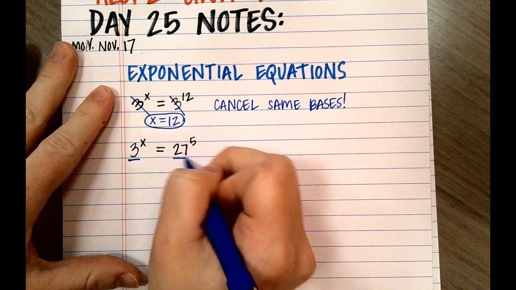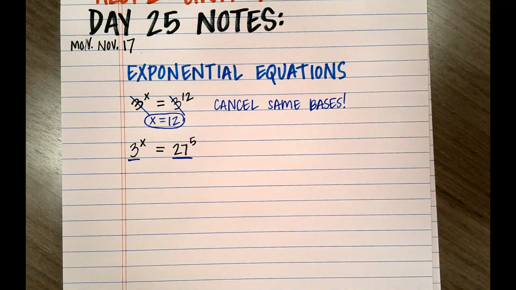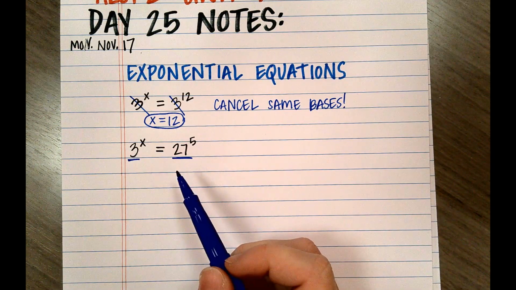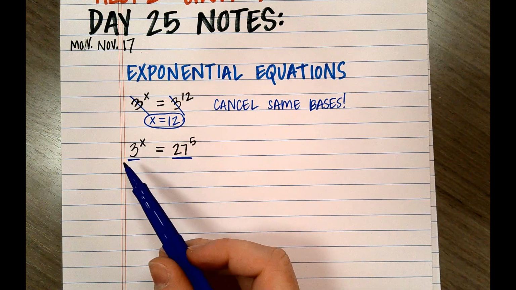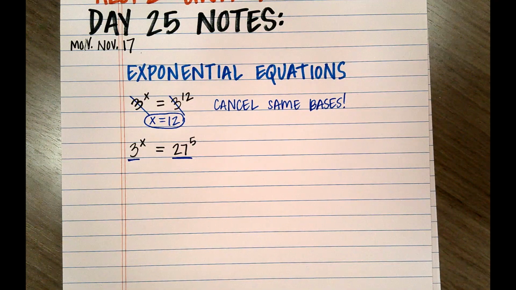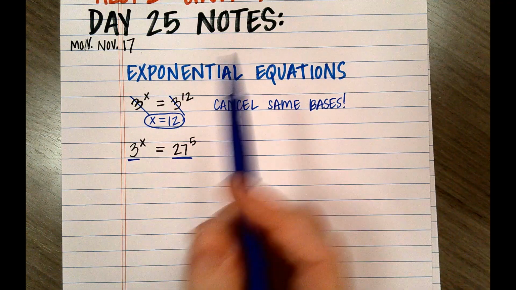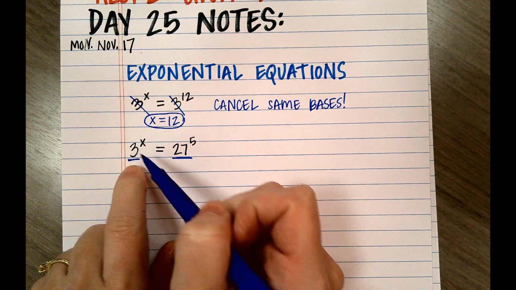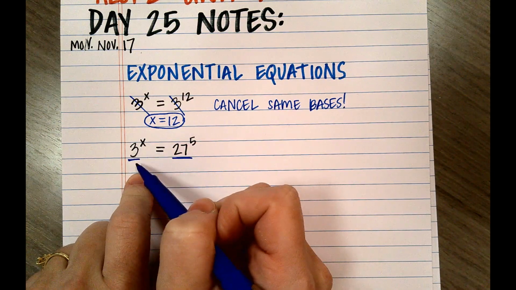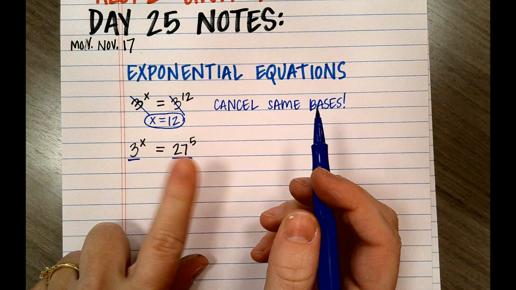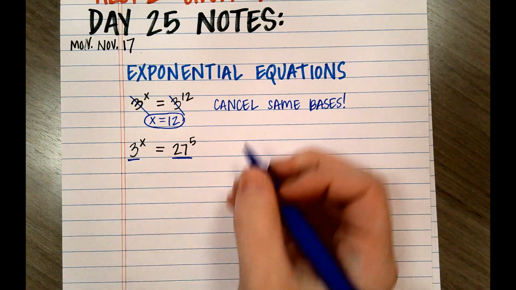And how would I do that? Which number or which base am I going to try to match? The 3 or the 27? We want to match the 27 to the 3. So basically, we want both bases to be 3. We want to pick the smaller number.